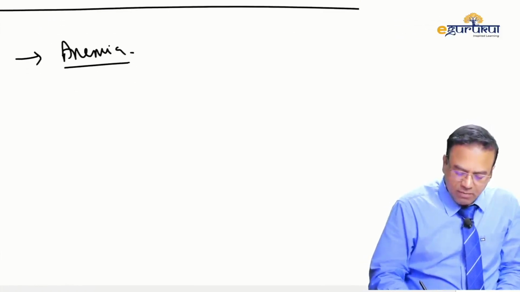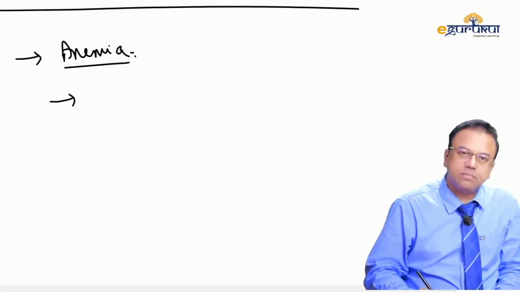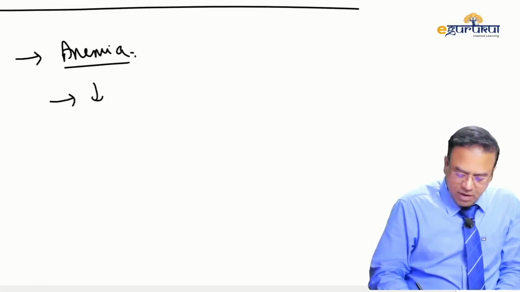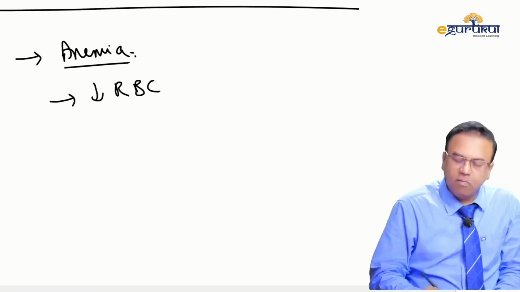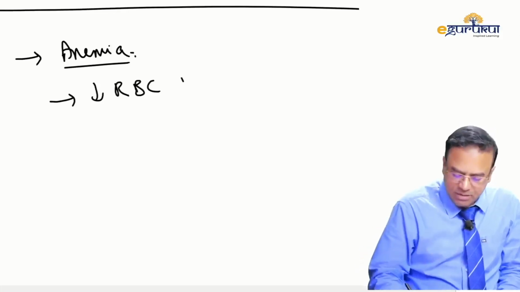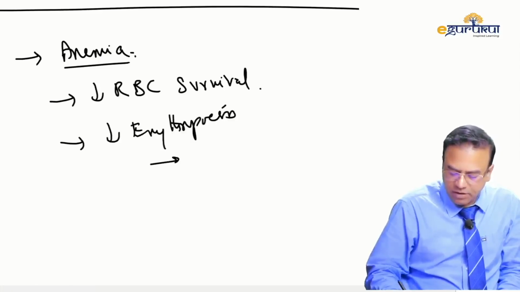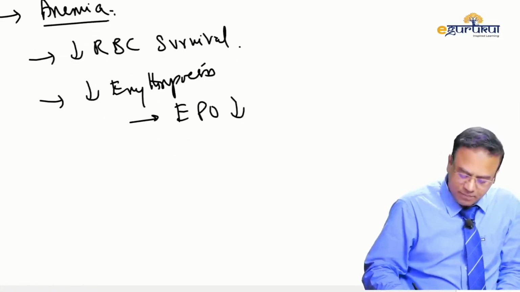So if you look at anemia in patients with CKD, it can occur because of multiple factors. It has been found that RBCs normally live for 120 days. The RBC survival is decreased in patients with CKD. There is a problem in erythropoiesis, and one of the major reasons for decreased erythropoiesis is that erythropoietin, which is produced by the kidney, is decreased.